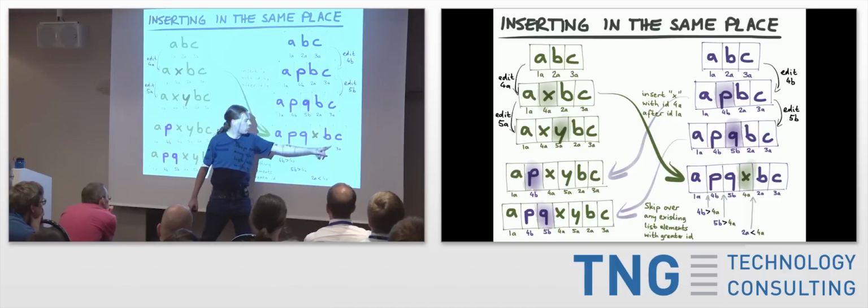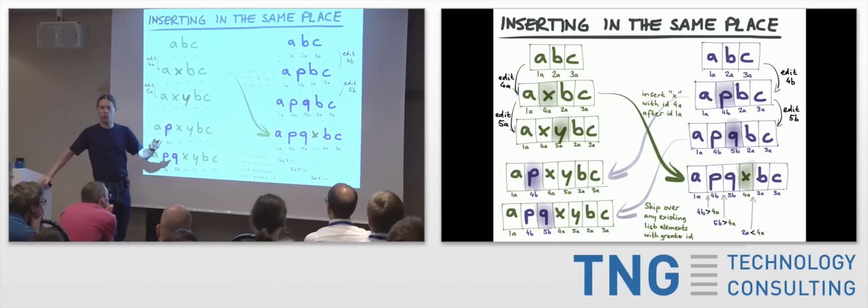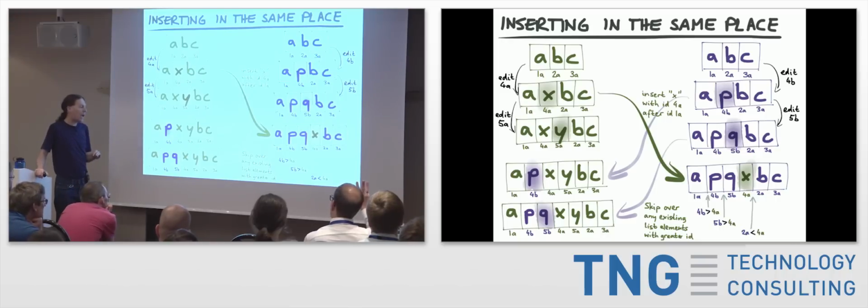Next one we try is 2A, and our 2A is less than 4A. So now we stop skipping. So at this point, we've now found the position where we want to insert. And this algorithm actually works. It's maybe not entirely obvious why it works.